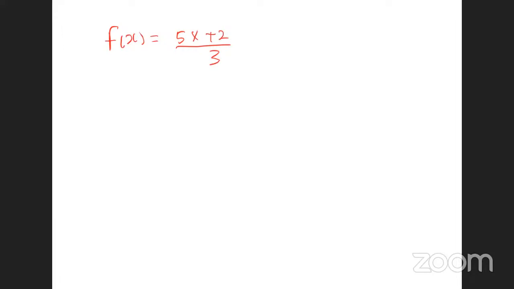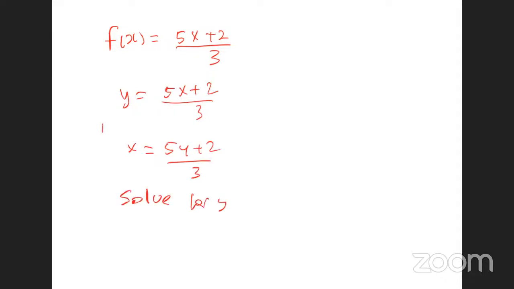Right. Let's look over all these steps. First step is what? Let y equal to 5x plus 2 over 3. That's step number 1. Step number 2 is what? Interchange x and y. Right, nice. Next step is what? Solve for y.